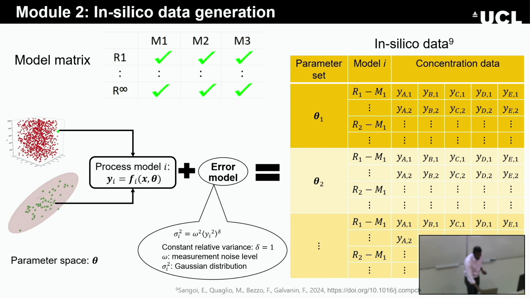So this shows the table of what a typical data set looks like, in which case for each parameter set, we simulate all the models, all the combinations of models, and then we generate data, responses from them, and then we would do the same thing for every parameter set.